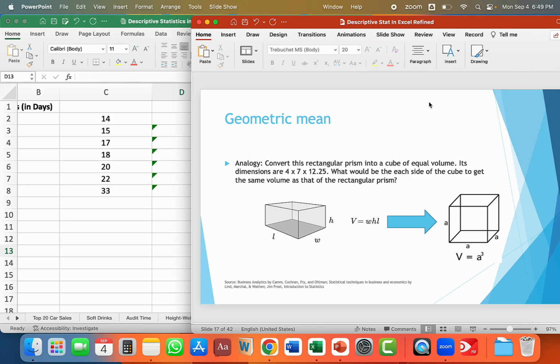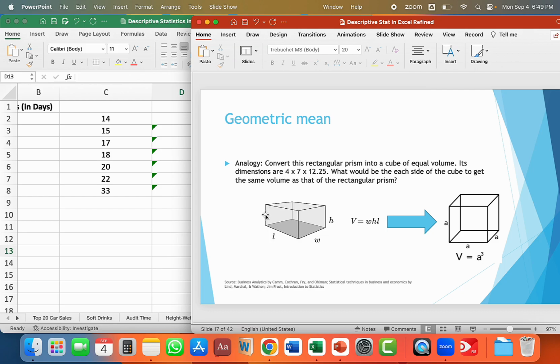Geometric mean is a very useful mean that's used in finance and in investment related decisions. But let me first explain it with an example. Just imagine you have this rectangular prism, and in a rectangular prism length is greater than width or height, and suppose that you are asked to convert this rectangular prism that's made of Play-Doh or any other soft material into a cube. How would you do that?